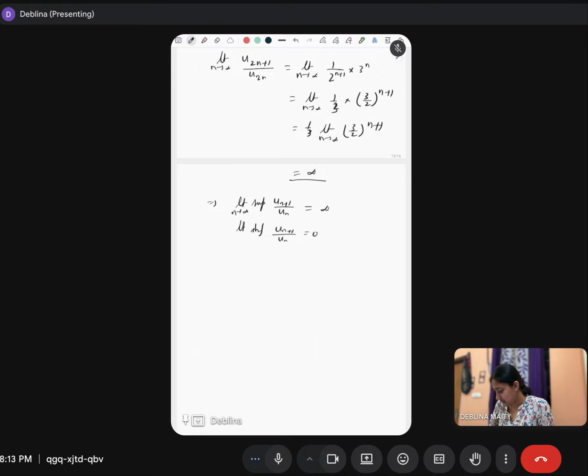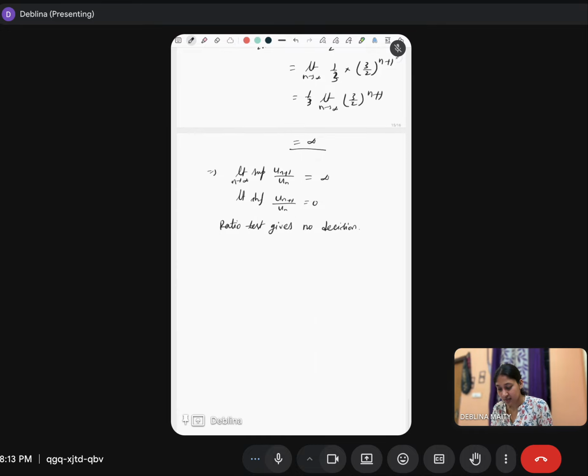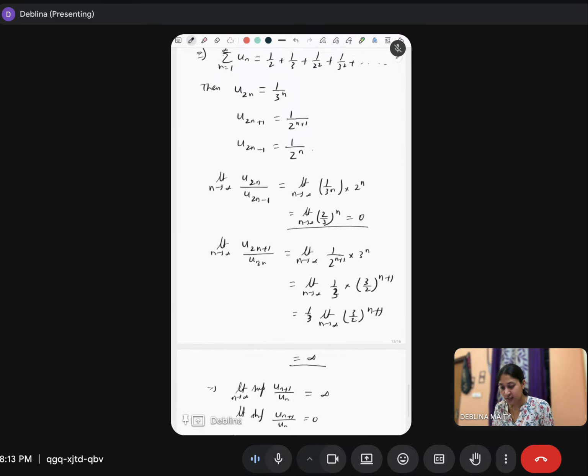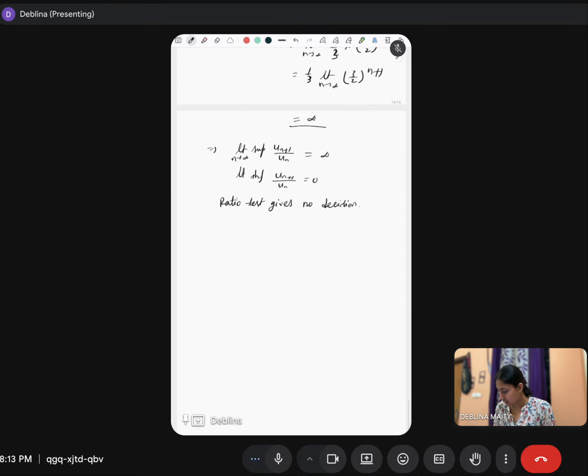So this means the ratio test gives no decision, right? So we cannot decide anything. It varies from 0 to infinity, but we cannot say all the values are less than some number r which is less than 1, right? So it gives no decision. So the ratio test fails here.